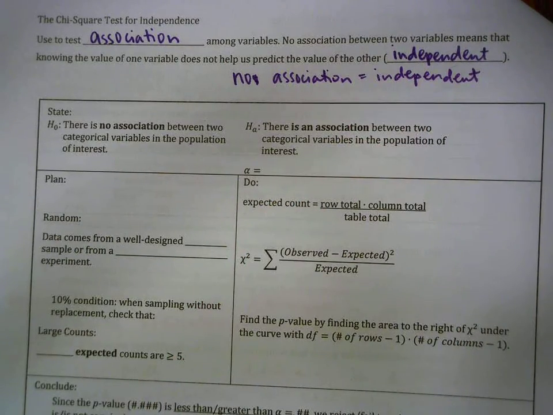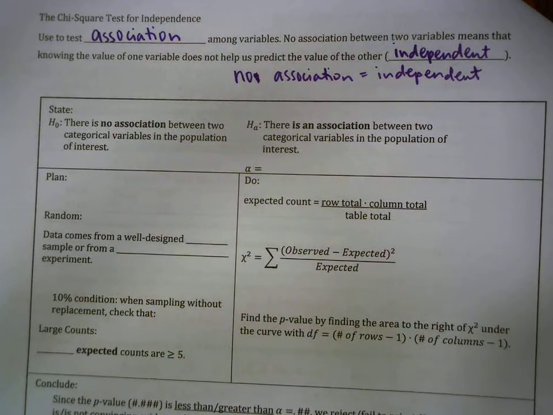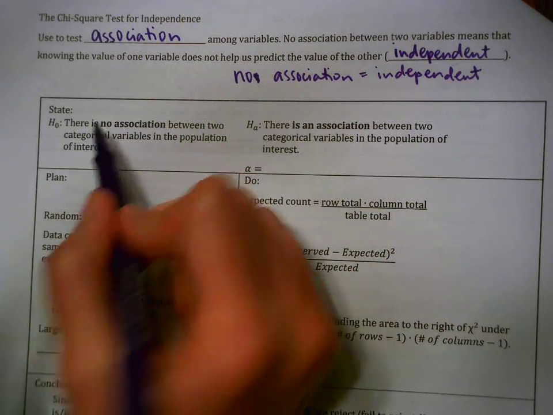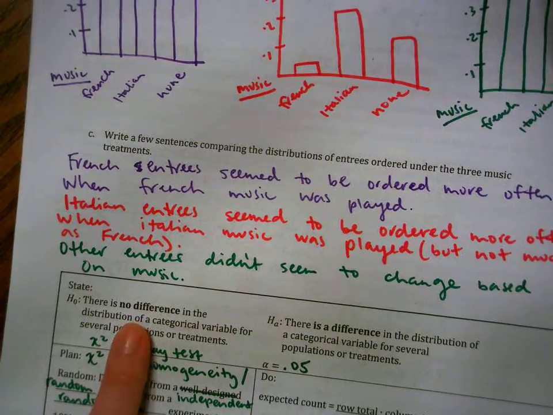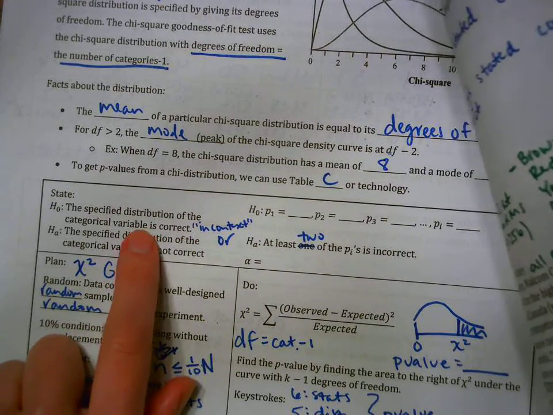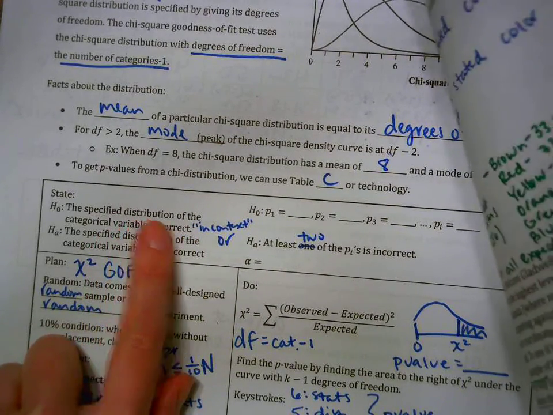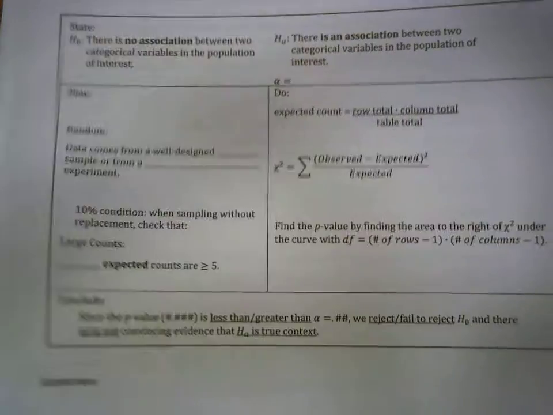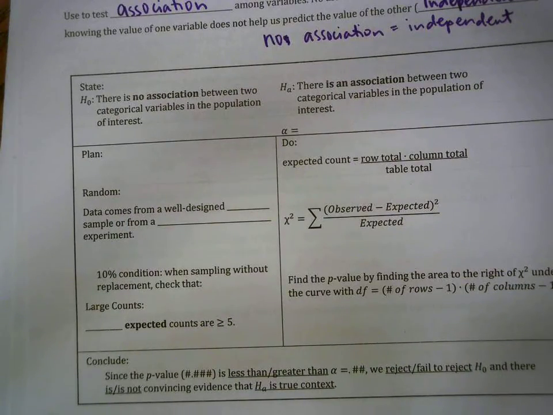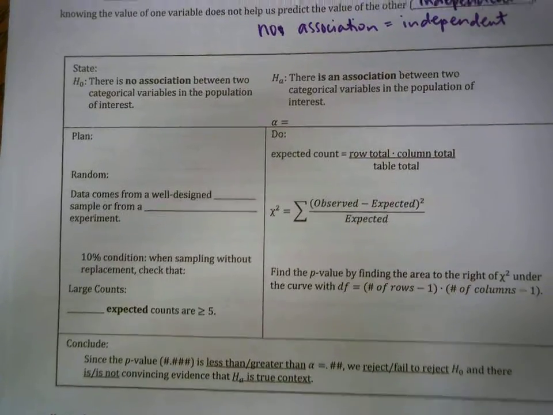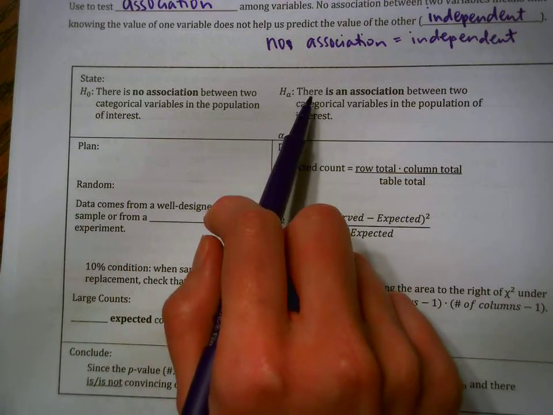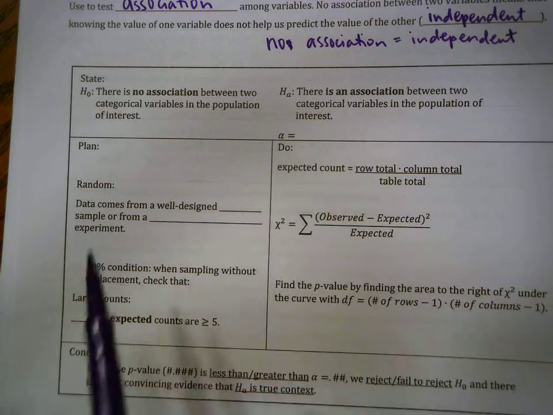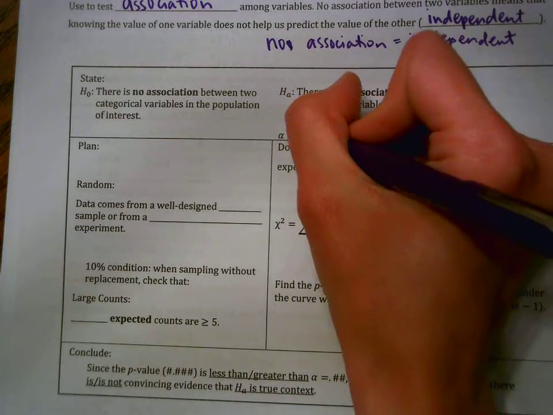So if you're doing a chi-square test for independence, if it's asking about association, your null is always no, right? Null is no. Just like if we go back and look at the patterns, there's no difference in the distribution, that there was no difference in the specified distribution. We didn't use the word no in there, but it's the same concept. They're all that there's no difference, it's the same, or there's no association between the two categorical variables in the population, and H_A would be there is an association between the two variables. And then you write your alpha.